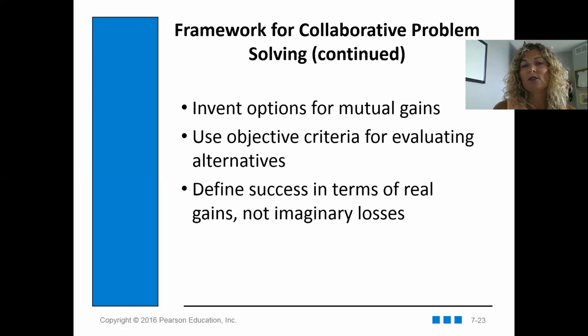If you can use objective criteria for evaluating alternatives. So again, this goes back to our problem-solving approach that we talked about back in chapter 3, looking at solutions objectively. If we can have these interests that we've just talked about, these are the things that we need to be able to check all these boxes in order for this approach to work fully for both parties. That will help in that evaluating process.